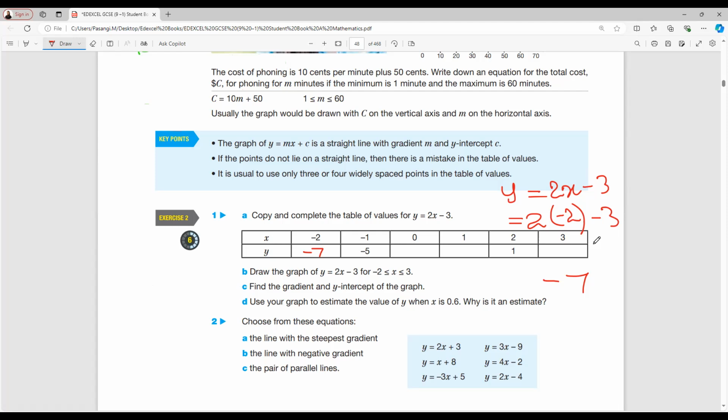Shall I tell? Yes, tell. The second one is minus 3. Is it correct, miss? When x is minus 1... no, when x is 0, yes, minus 3. Then when x equals 1, it is minus 1. Yes, very good. When x equals 2, it is 3. Very good. Now, can you draw the graph?